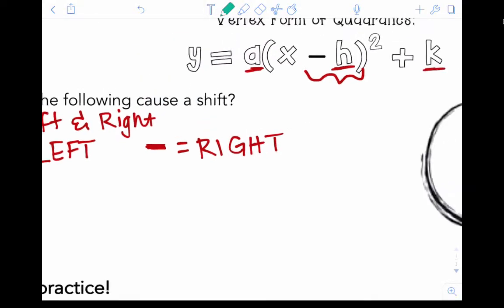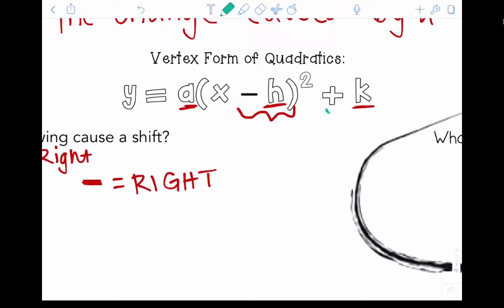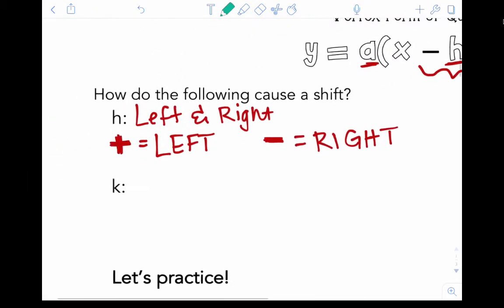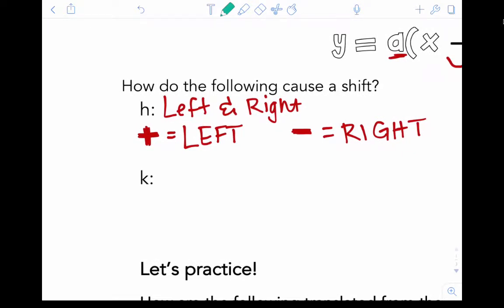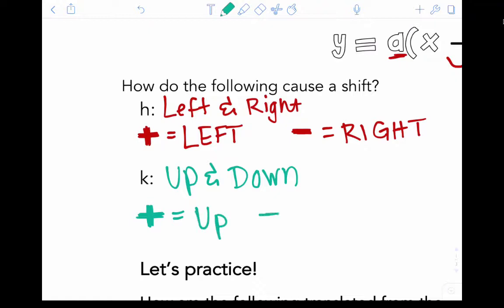All right, next let's talk about k. First of all, we need to think k is the y value of the vertex, which means it's going to be moving up and down. If h is left and right, k is up and down. So when we have a positive change or a positive k, since it is just plus k in the equation, then this is going to be a movement up. If it's negative, then it's going to be a movement down.